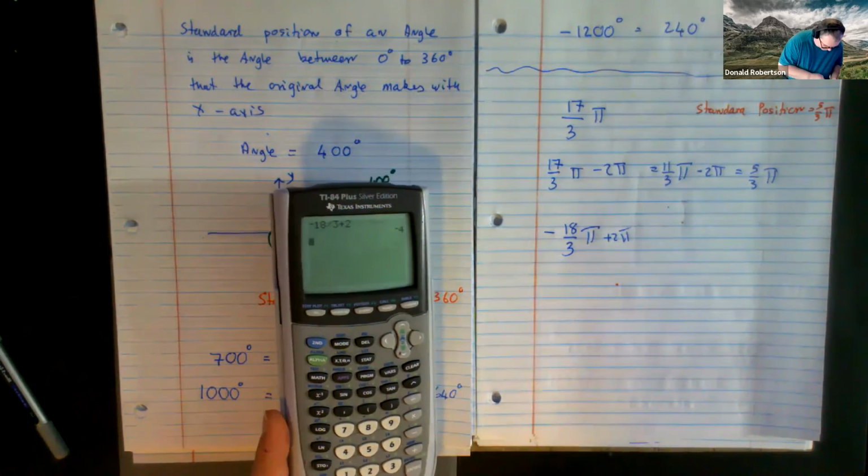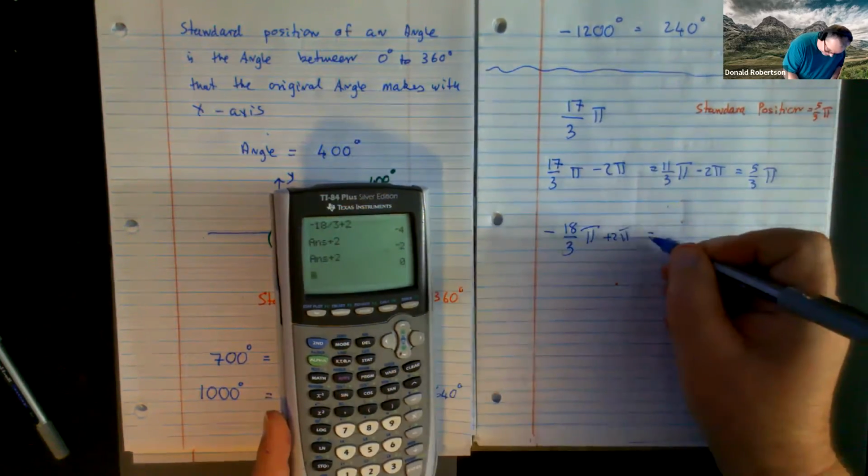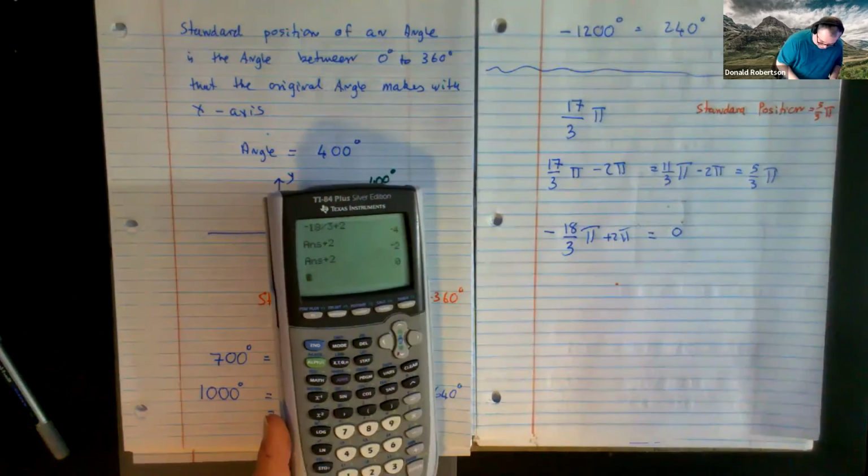It's -4. And I'll add 2. And it's now -2 pi. And I'll add 2. And now it's 0. So actually, that guy is 0. You don't say 0 pi, there's no point.